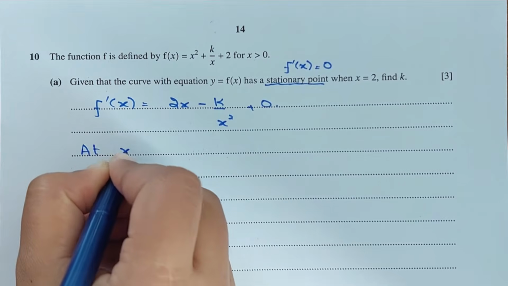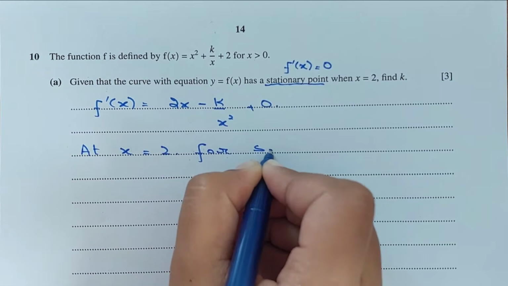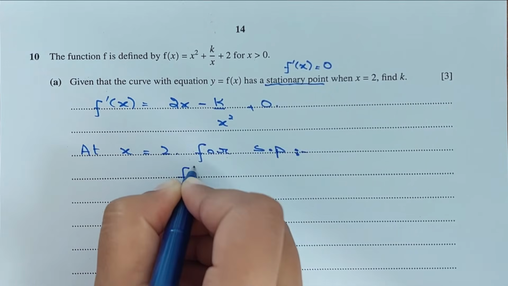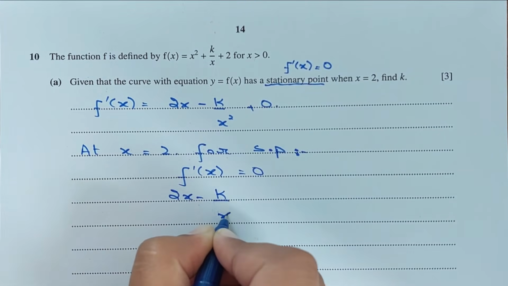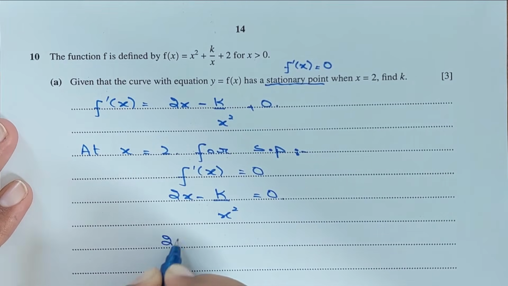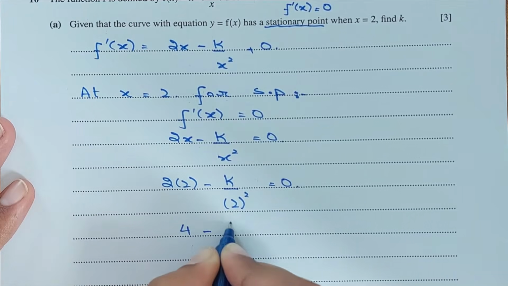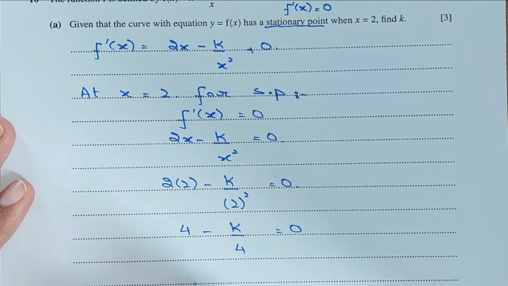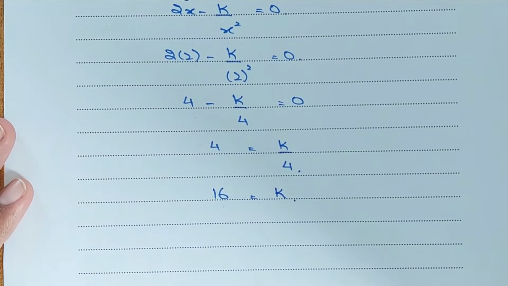So at x equals 2, for a stationary point, we set the first derivative f prime of x equal to 0. So 2x minus k over x squared equals 0. At x equals 2, we can easily find the k value. 2 times 2 minus k over 2 squared equals 0. So 2 times 2 is 4, minus k over 4, equals 0. So 4 equals k by 4, and by cross multiplication, 16 is the k value.